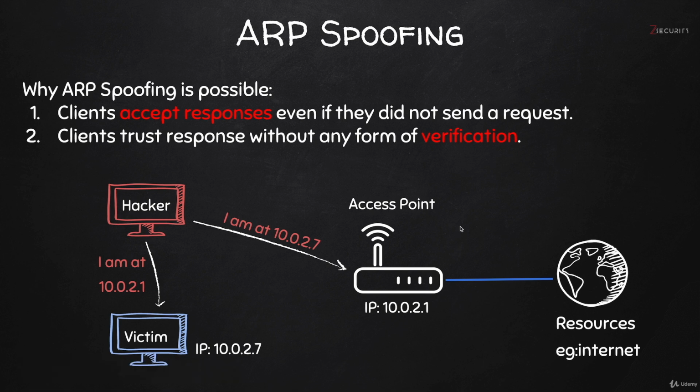Not only that, but they're also not going to verify who I am. So when I say that I am at 10.0.2.7, I am clearly not at that IP because this computer is at this IP. But the access point will trust this and it'll actually update its ARP table based on the information that I send. Same goes to the victim. I'm gonna tell it that I am at 10.0.2.1. It's gonna trust and believe this even though I am clearly not at this IP because the access point is at this IP. So these are the two main weaknesses with the ARP protocol that allow us to run ARP spoofing attacks.